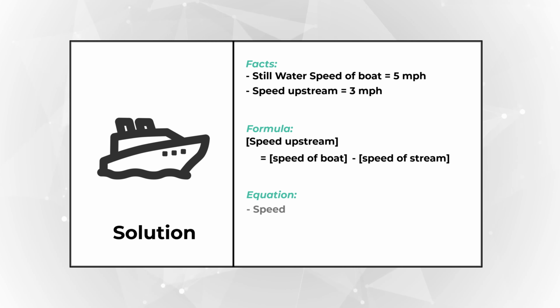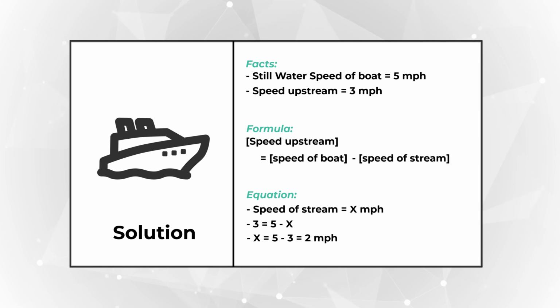In this equation, x would be the speed of the stream, and our equation will be 3 equals 5 minus x. Based on the calculations, x would be equal to 5 minus 3, which is 2 miles per hour.